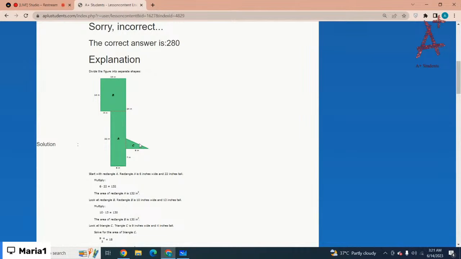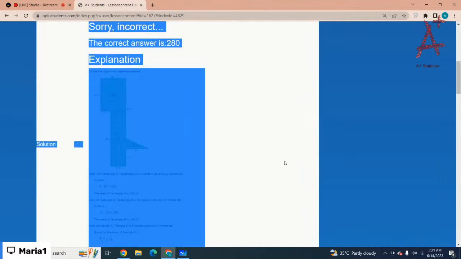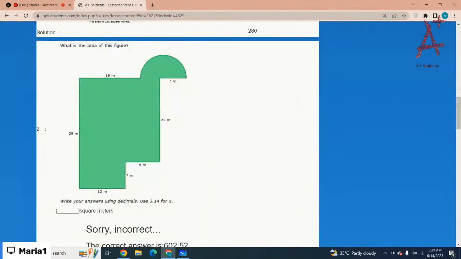Let's just start with the area of rectangle A. So the area of rectangle A would be length times width. Length is 6 and width is 22, so it would be 132. Then you have to calculate the area of rectangle B. Again, that would be length times width, so it would be 10 times 13, 130. And then you have to calculate the area of the triangle. Area of a triangle would be half times base times height. Got it? And then at the end, you have to add up all the areas. It's too small to read, but that's what you have to do.